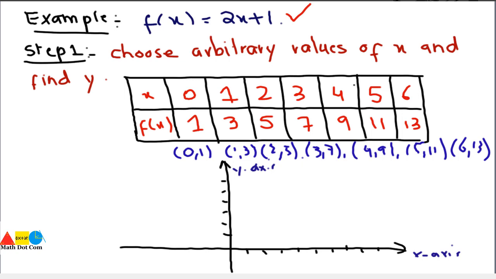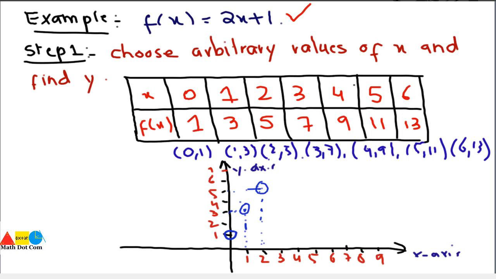First of all, we have the ordered pair 0 and 1. It means when x is 0, y is 1. So the point lies on the y-axis, where x is 0. We can plot this point here like this. This is 0 and 1. Then we have 1 and 3. If x is 1, then y will be 3. This point will be here. Then we have 2 and 5. This is 5 and this is 2. So this is the point 2 and 5.